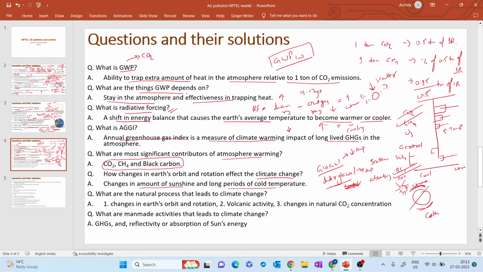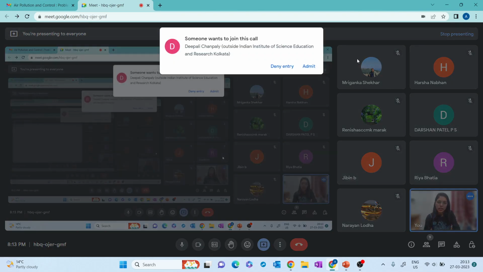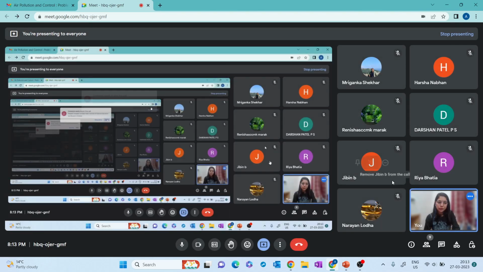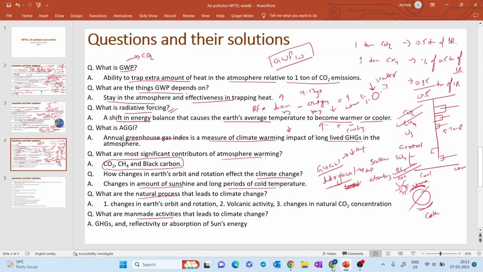Now climate change can be from natural as well as man-made activities. For natural activity, examples are volcanic activity, change in Earth's orbit and rotation, and then there is natural CO2 concentration. I'll discuss this a bit.